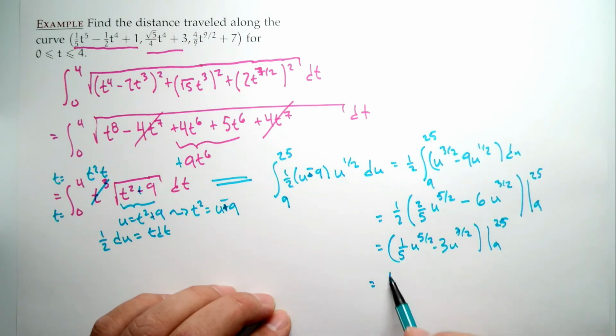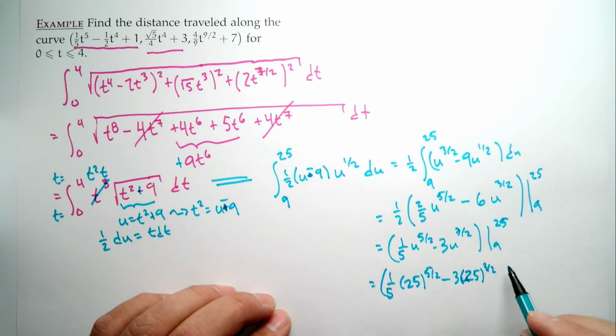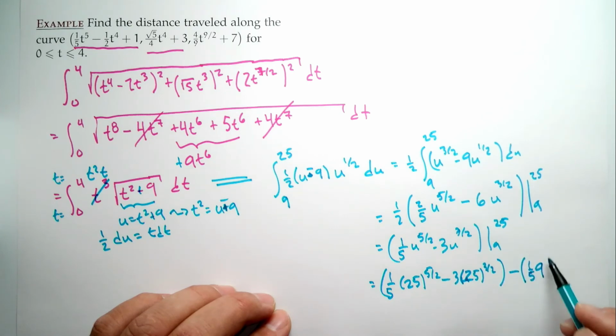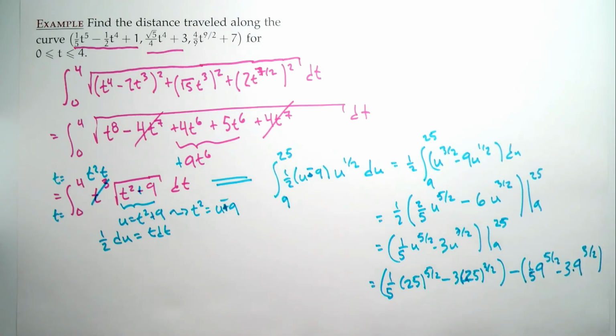So we get this is 1/5 times 25 to the 5/2 minus 3 times 25 to the 3/2. Subtract 1/5 times 9 to the 5/2 minus 3 times 9 to the 3/2. Now we could simplify this even further. This is perfectly fine. One thing we could do, for example, is say, well, 25 to the 5/2, we just have to find what 25 to the 5th is. No, I don't want to do that.